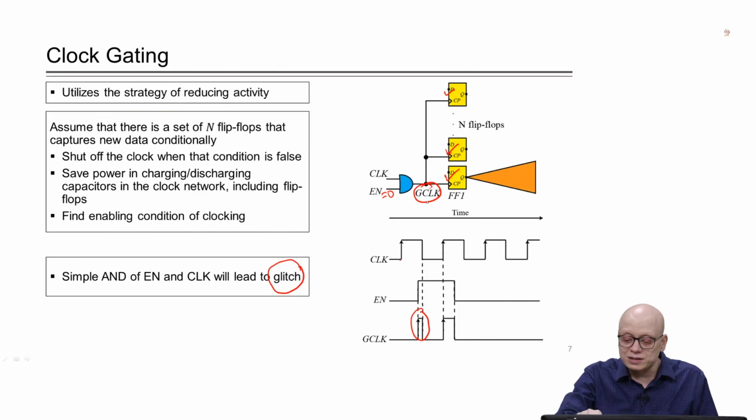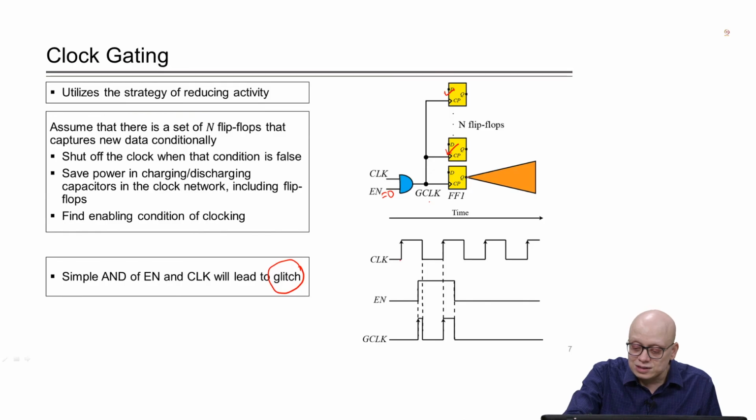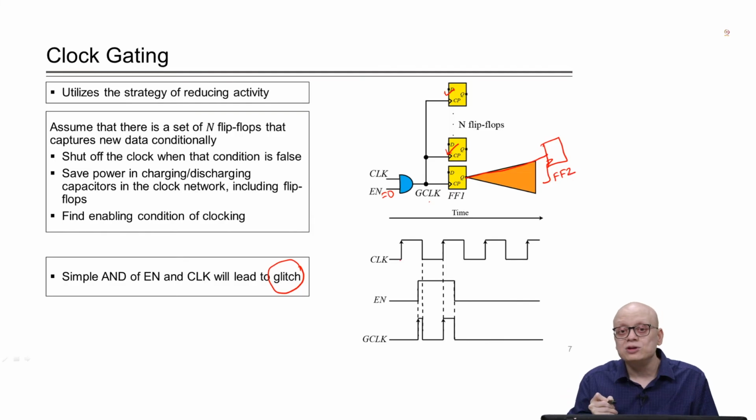The other problem is that if we consider a data path going from this FF1 to some other flip flop, FF2, what time duration does this path have to propagate the signal from Q of FF1 to the D of FF2? It is a very short duration. Why?